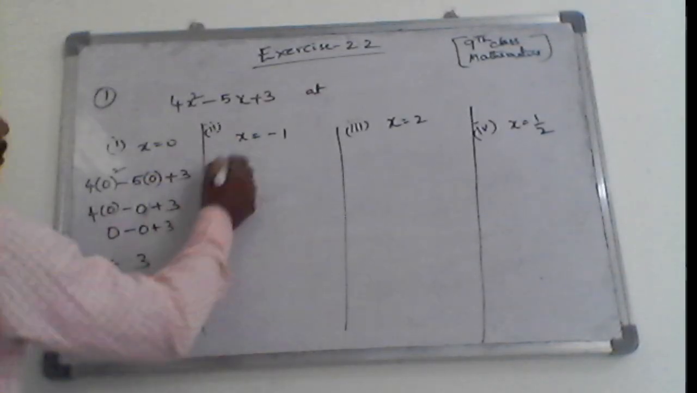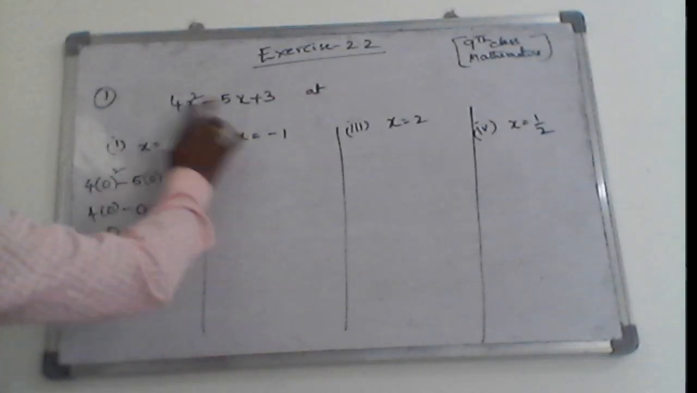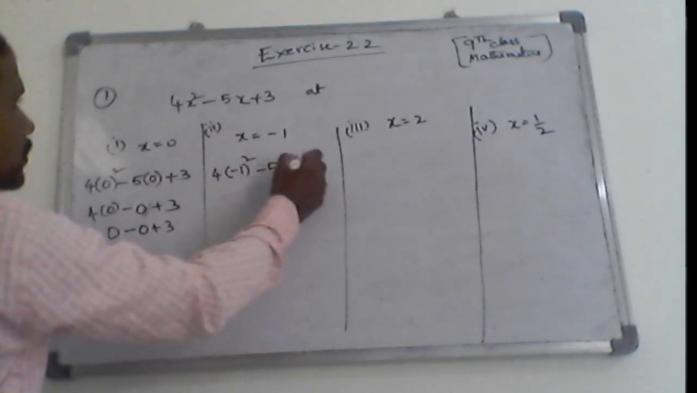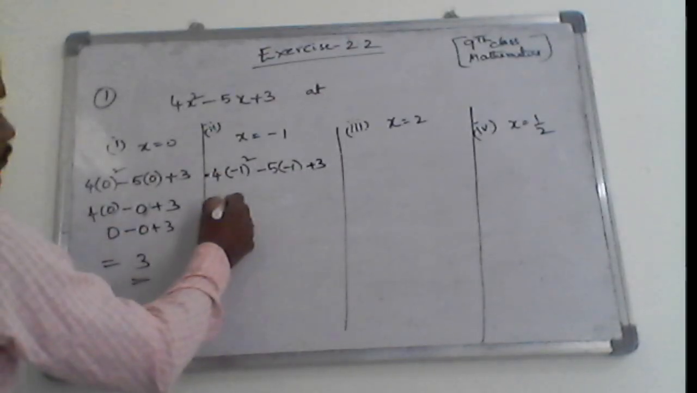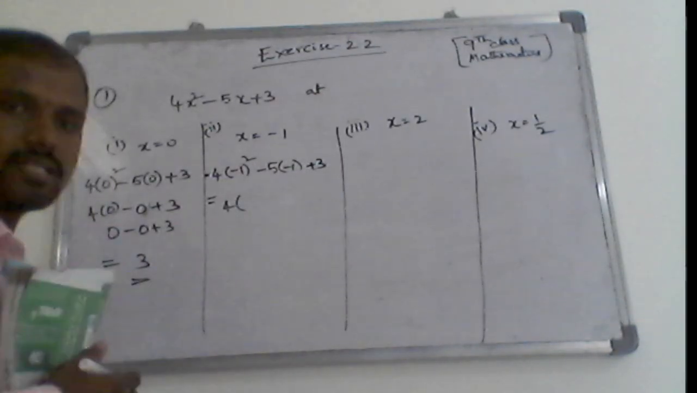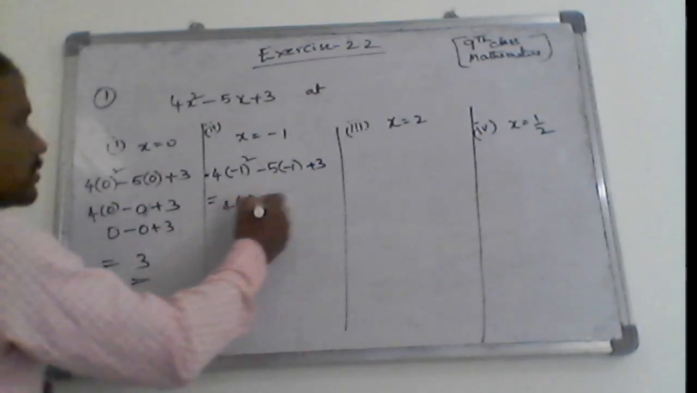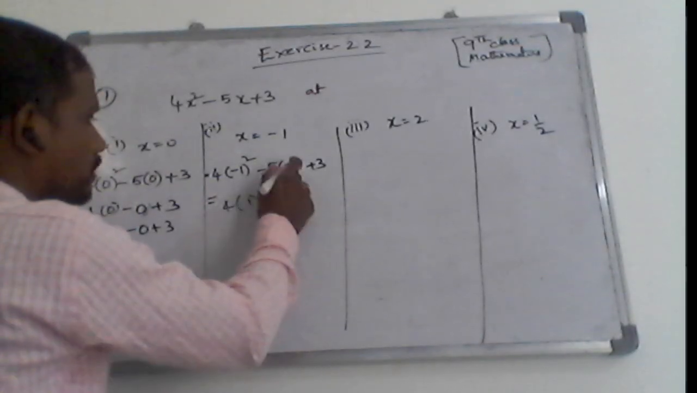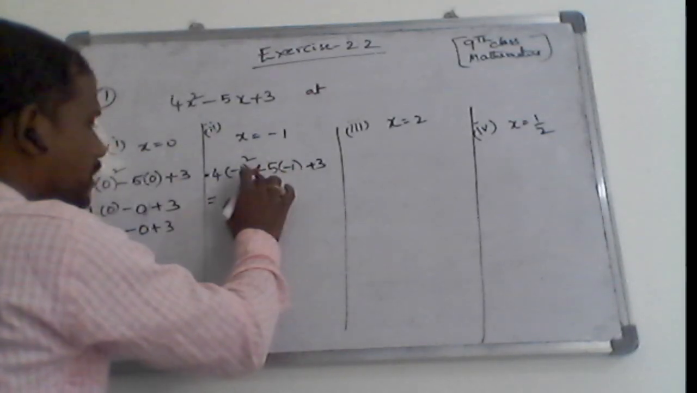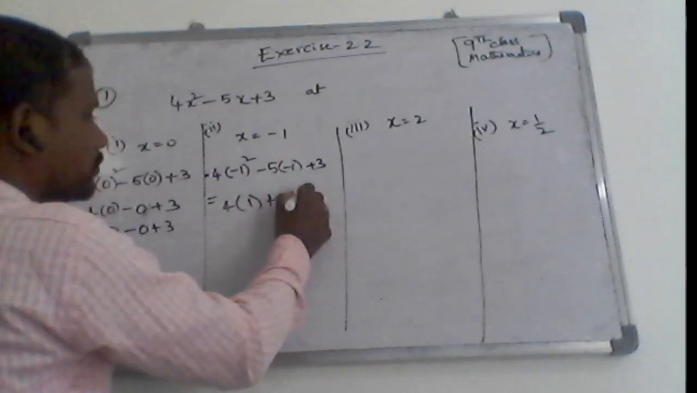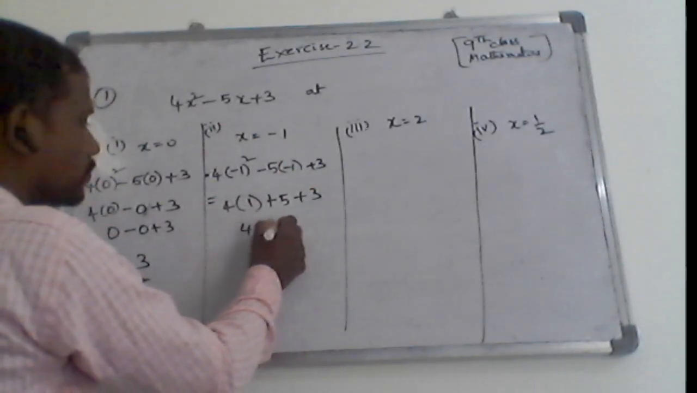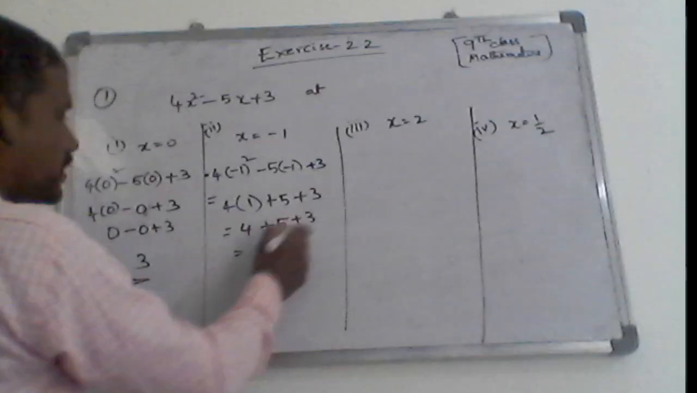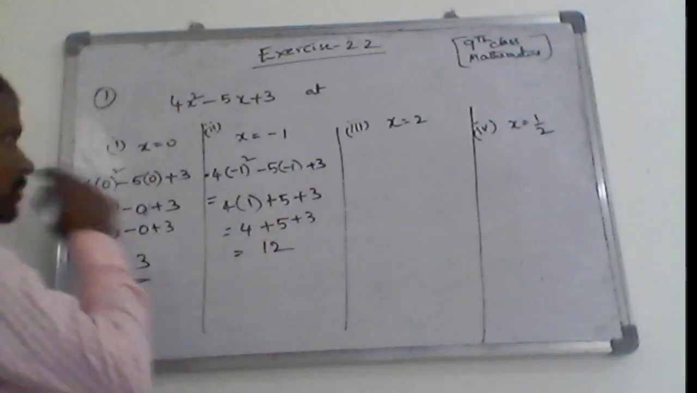Next one, x equal to minus 1. Substitute in this equation: 4 of minus 1 whole square minus 5 of minus 1 plus 3. So 4 into minus 1 whole square, minus 5 into minus 1, minus of minus plus 5, plus 3. So 4 ones are 4, 4 plus 5 plus 3, 9 plus 3, 12. So this is the final answer.